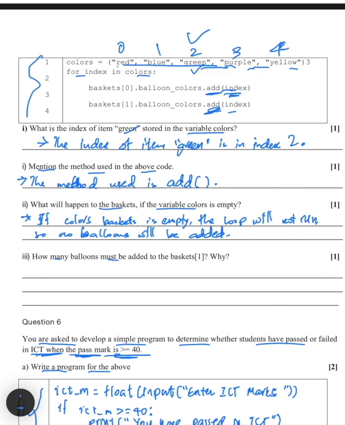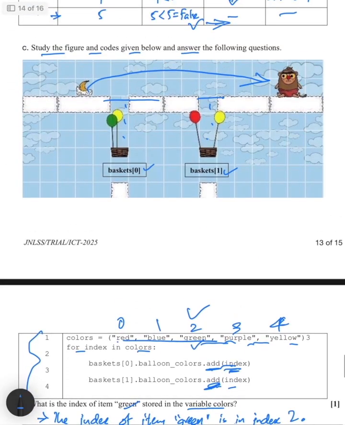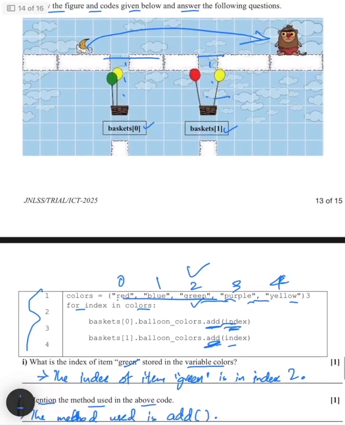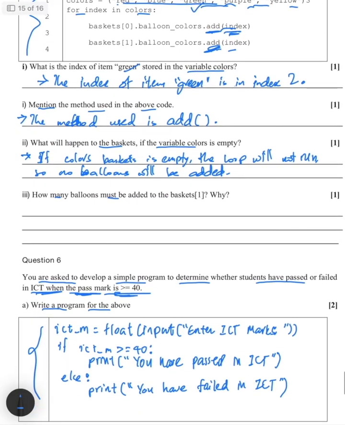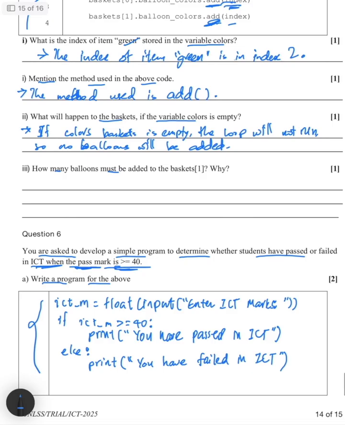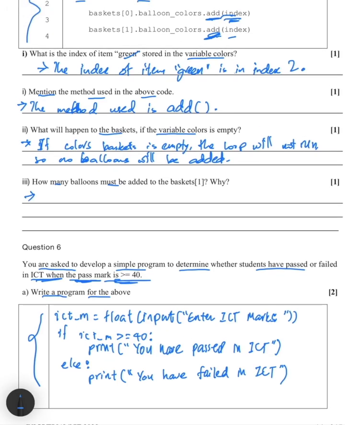How many balloons must be added in basket 1? So in basket 1, as I've said already, we need 3 more balloons to be added. So we can write here: in basket 1, we need to add 3 more balloons. Now let's answer the why part.